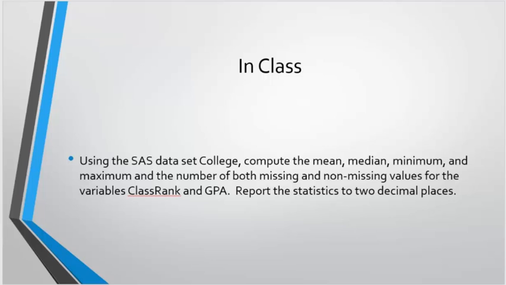This is a little exercise for you. You can use the SAS dataset college to compute the mean, median, minimum and maximum, and the number of both missing and non-missing values for class rank and GPA. Report these statistics to 2 decimal places. Pause the video here and retrieve that dataset so that you can practice using the same code I used in the previous slides.